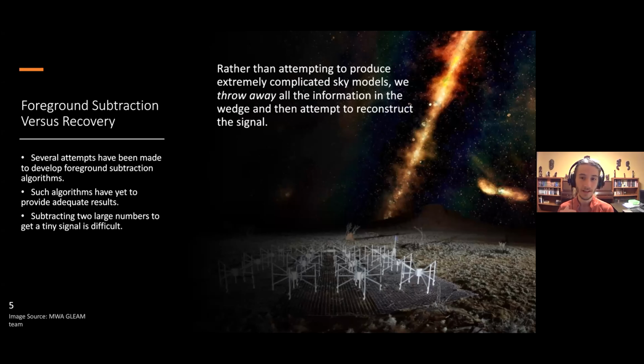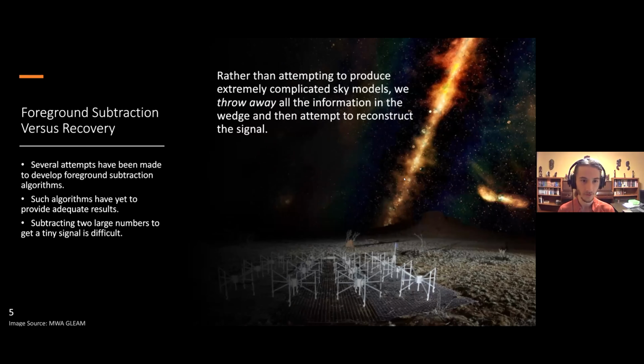So the end goal of this research project is to take advantage of the wedge in order to perform foreground recovery rather than foreground subtraction. So what's the difference? In a foreground subtraction model, you have essentially two humongous numbers. One number is the signal plus the huge noise, and the other is your perfectly calculated noise, which you then subtract out to produce your signal beneath it, which is much smaller and very specific. You have to get the model of the galaxy just right for that to work. So we're not doing that.